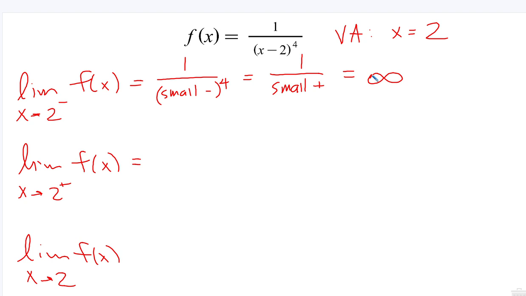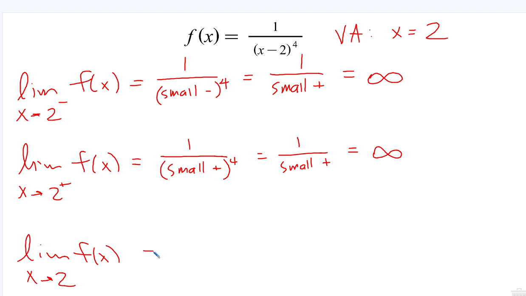And likewise, with 2 from the right, we end up with 1 over a small positive being raised to the 4th power, because if we plug in 2.0000001 and subtract 2, that's a real small positive. And if we raise a real small positive to a power of 4, you get still a real small positive number. That's an even smaller positive number. And when you do 1 divided by that, you get positive infinity.